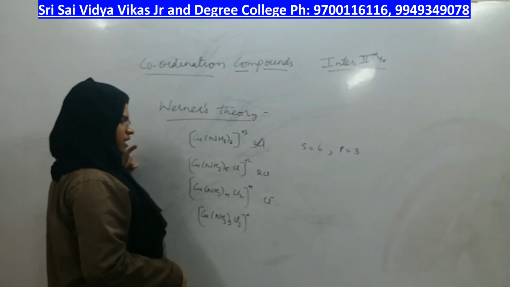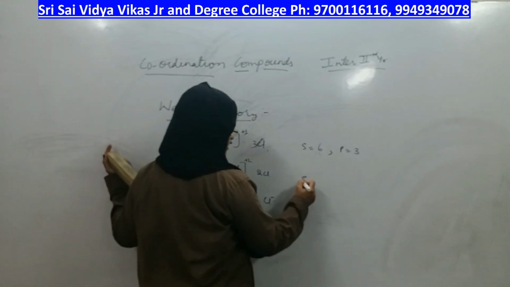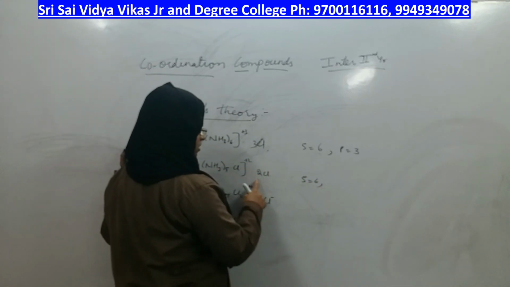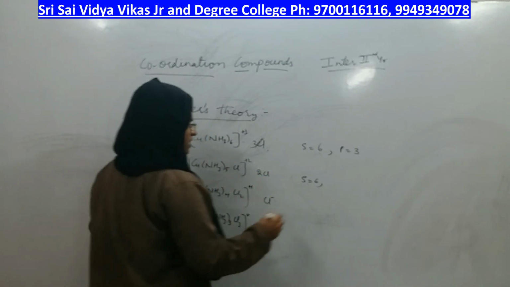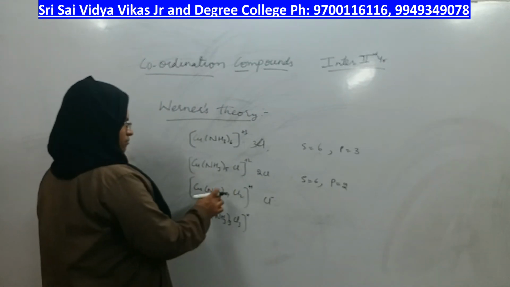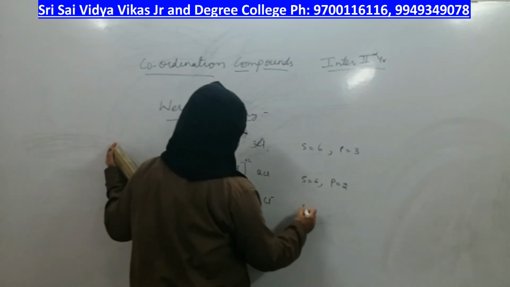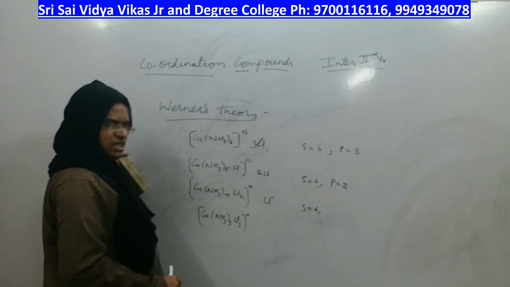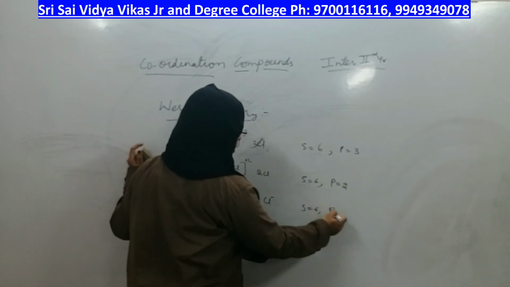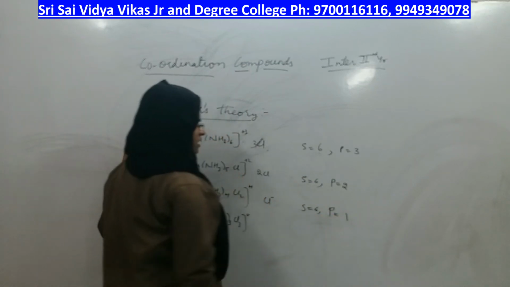Coming to the next complex, secondary valency is 5 ammonias plus 1 chlorine, total secondary valency is 6. Whereas primary valency, the number of negatively charged ions present outside the coordination sphere, is only 2. Coming to the next complex, 4 ammonias plus 2 chlorine, total is 6, secondary valency remains 6. Whereas primary valency, the number of negatively charged ions outside the coordination sphere, here you have only 1 Cl minus ion outside the coordination sphere, so primary valency is 1.